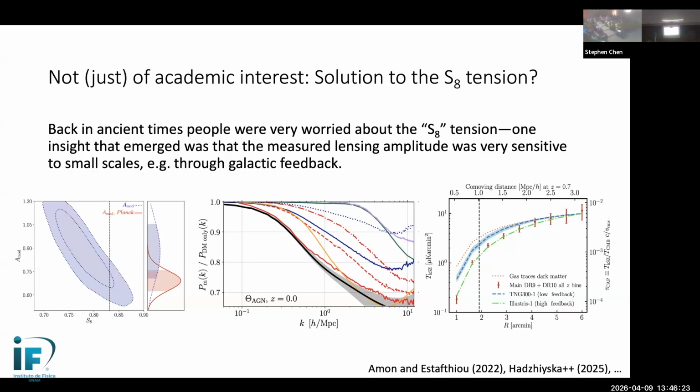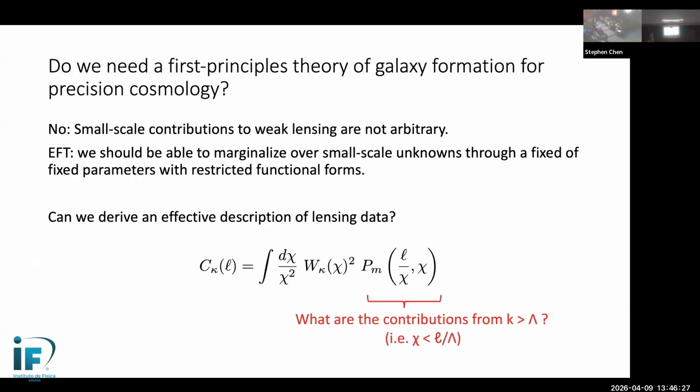So, I mean, this to me really suggests that we need to go beyond having a complete first principles theory of galaxy formation to do weak lensing, right? And the solution to this problem, I think, is that we really should not need to know the UV theory of galaxy formation to do weak lensing. In fact, small-scale contributions to weak lensing should not be arbitrary, right?